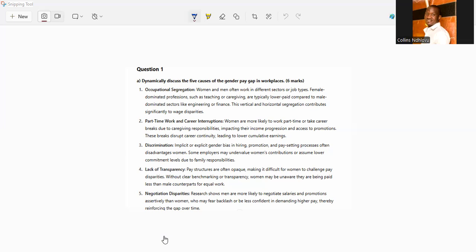The last cause of these differences is that men ask and women don't. We find situations where men are usually more confident in asking for better pay or promotions.